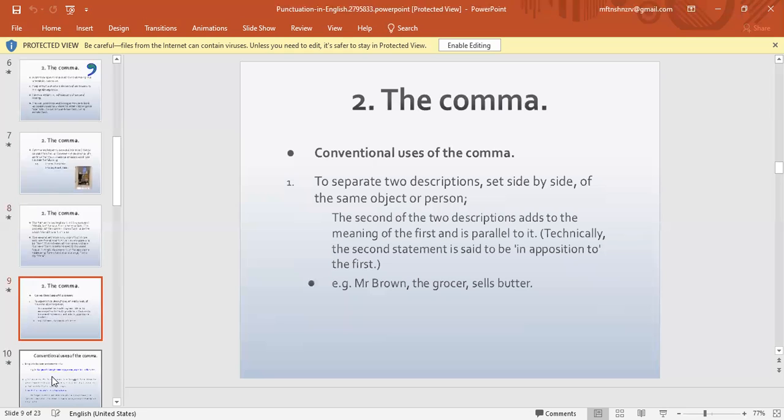Conventional uses of the comma. First, to separate two descriptions set side by side of the same object or person. The second of the two descriptions adds to the meaning of the first and is parallel to it. Technically, the second statement is said to be in opposition to the first. For example, Mr. Brown, the grocer, sells butter.